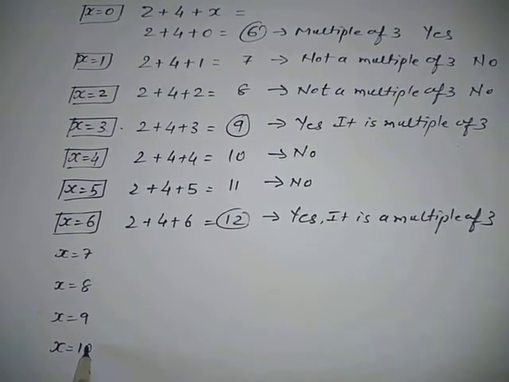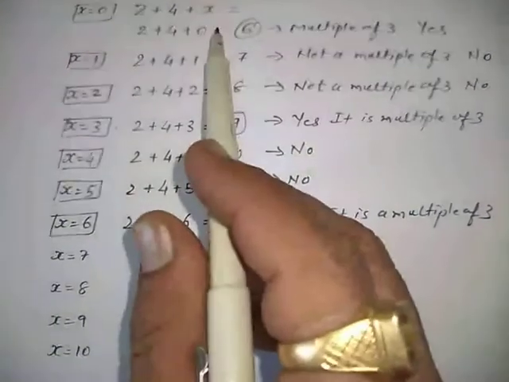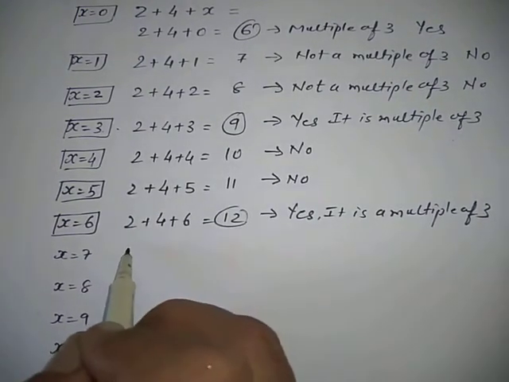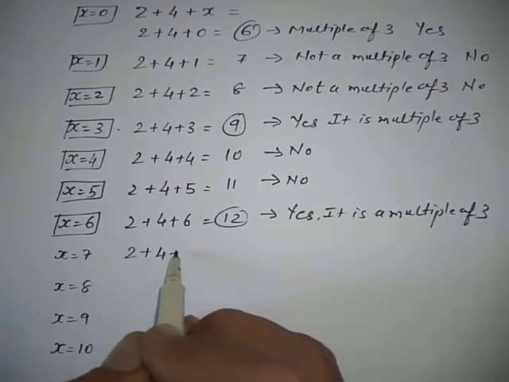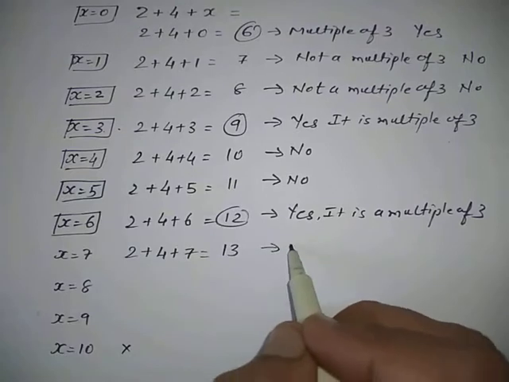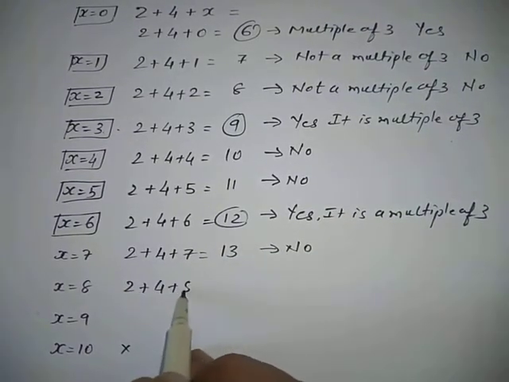Why we cannot take x is equal to 10? Because it is a 2-digit number, and here we want x value as a 1-digit number. So we are not proceeding further than this, but we have to just check till here. So 2 plus 4 plus 7, it will be 13. So no, 13 is not a multiple. 2 plus 4 plus 8, it will be 14.